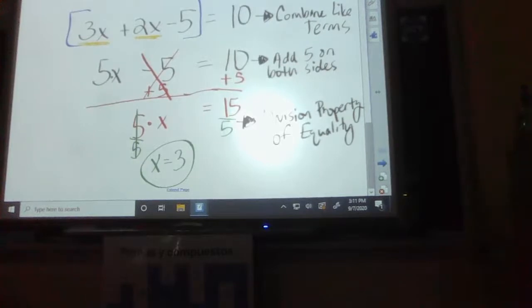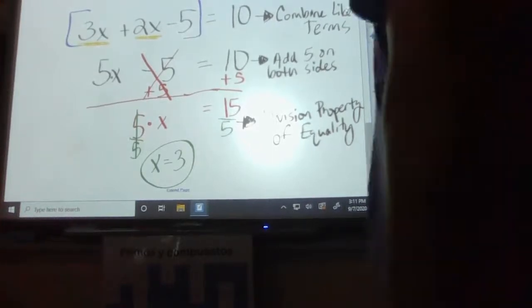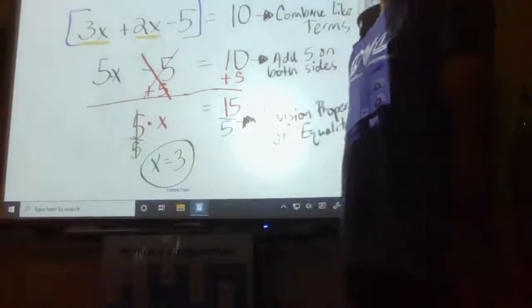The division property of equality. What does that mean? It just means if you divide by the same amount on both sides of an equal sign, you still have a correct answer. So there it is. This is the simplified answer, done, 3.